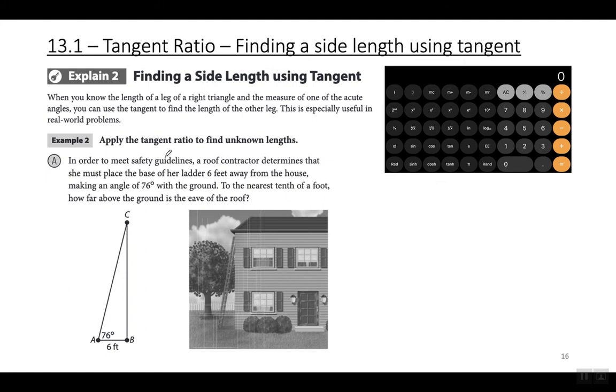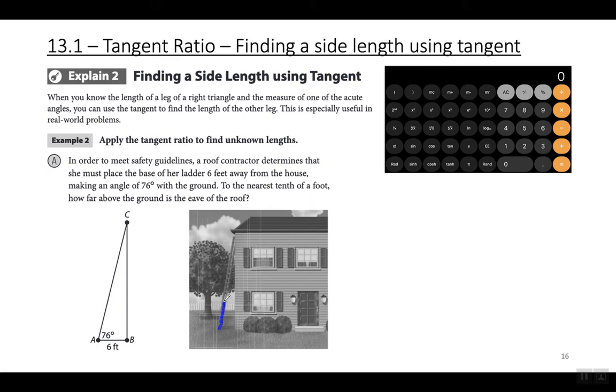Okay, so it says, in order to meet safety guidelines, a roof contractor determines that she must place the base of her ladder 6 feet away from the house, making an angle of 76 degrees with the ground. Look at the picture a second with the house. There's a ladder right here. So listen, this type of question comes up all the time. They disguise it slightly differently, but it's very similar every time. You have a ladder that's slanted.